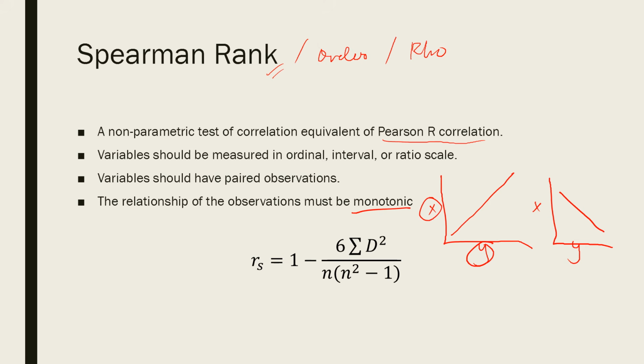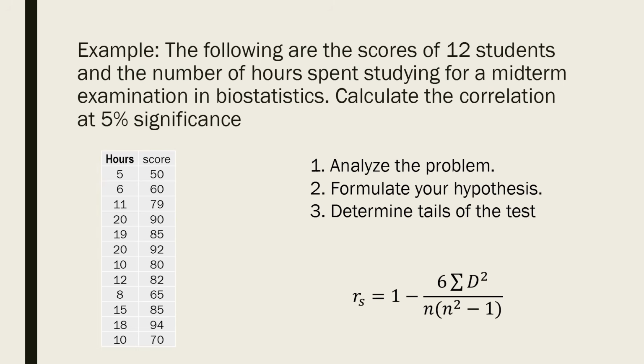Now, the formula is as follows. RS, which stands for Spearman rank, is equal to 1 minus 6 times the summation of the difference squared divided by n times n squared minus 1. Now, let's move on to our example. The following are the scores of 12 students and the number of hours spent studying for a midterm examination in biostatistics. So calculate the correlation at 5% significance.